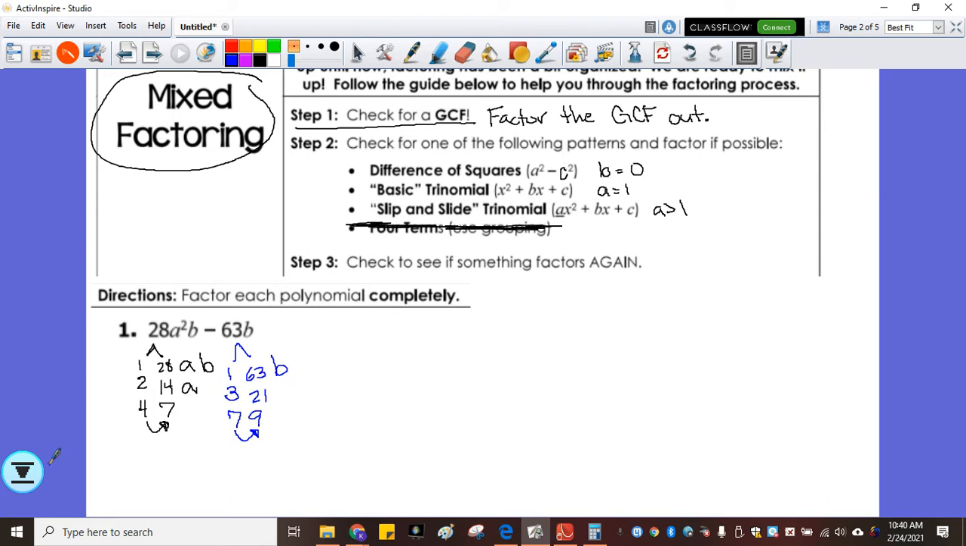So what is our biggest number that goes into both of them? Greatest common divisor. 7. So 7 goes into both of them. And then your variables, what do they have in common? 1 b. So 7b is your greatest common factor. So 7b.